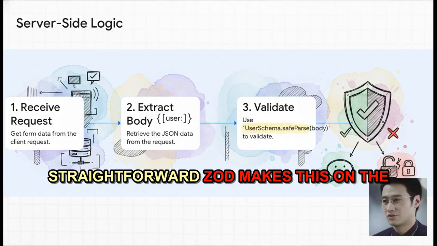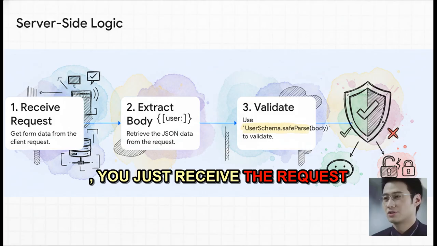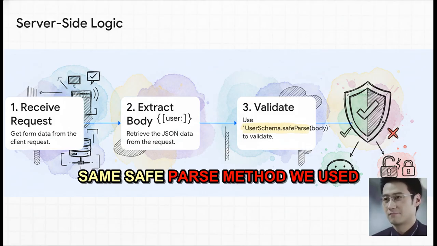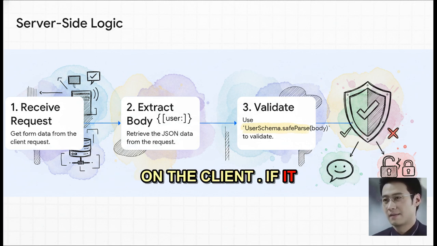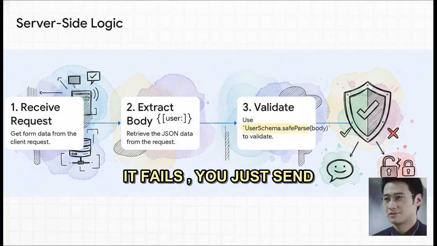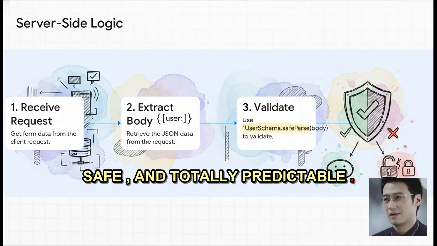And just look how straightforward Zod makes this on the server. In your API route, you just receive the request, grab the data, and then run it through the exact same safe parse method we used on the client. If it passes, awesome. You can continue with your logic. If it fails, you just send back a nice structured error response. It's clean, safe, and totally predictable.